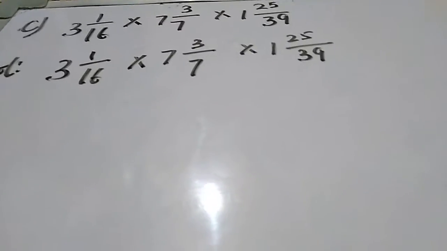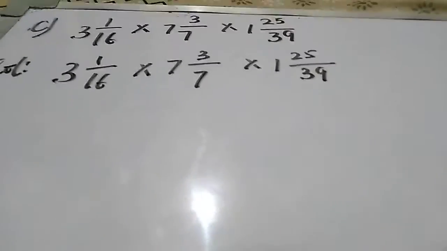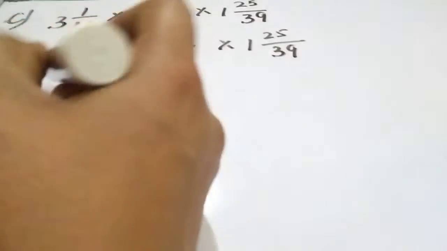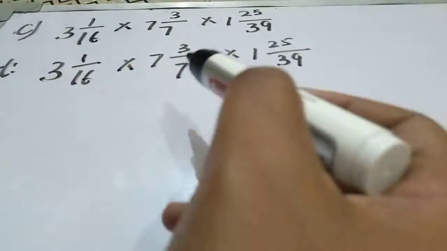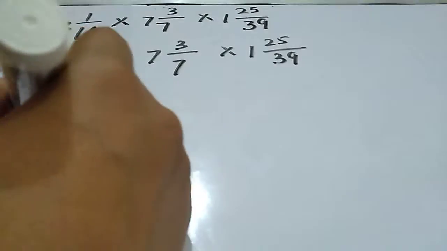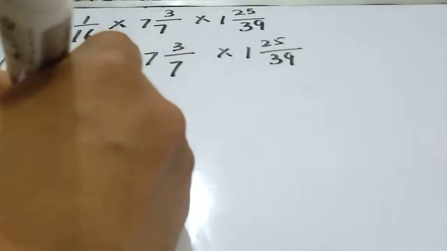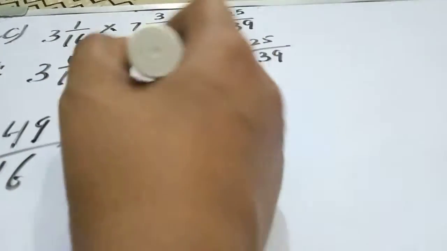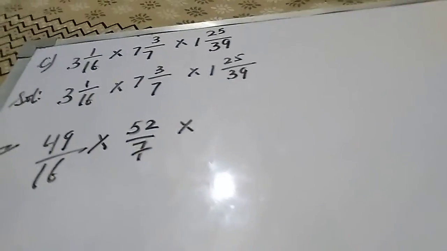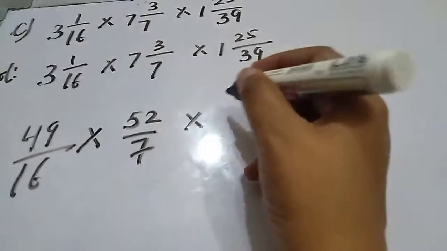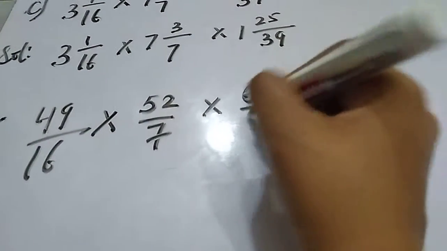Now here we will discuss one more example. Again this is a mixed fraction. So how will you solve? Firstly you have to change the mixed fraction into an improper fraction. 3 16s are 48. 48 plus 1, that is 49 by 16, multiplied by 7 7s are 49, 49 plus 3, that is 52 by 7. Here 1 39 is 39, 39 plus 25, that is 64 by 39.